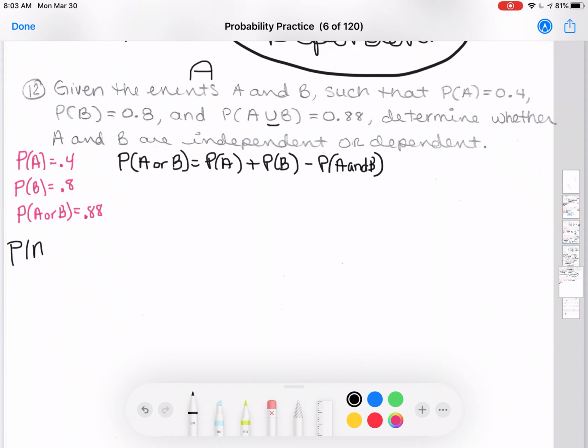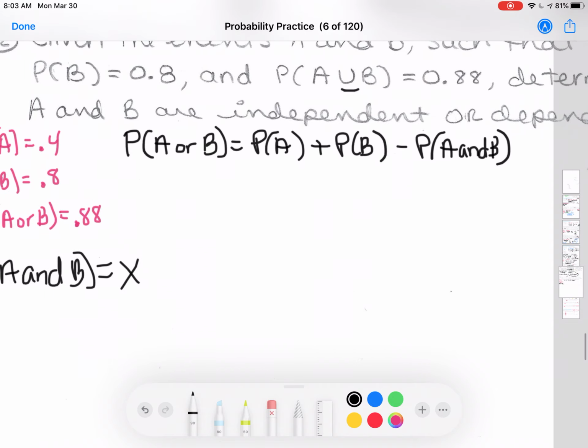So here's an example of an independent dependent question, but I actually have to use the "or" formula. So let's go over here. And let's make that X. Okay, so let's just sub everybody in. So we got 0.88 is equal to 0.4 plus 0.8 minus X.